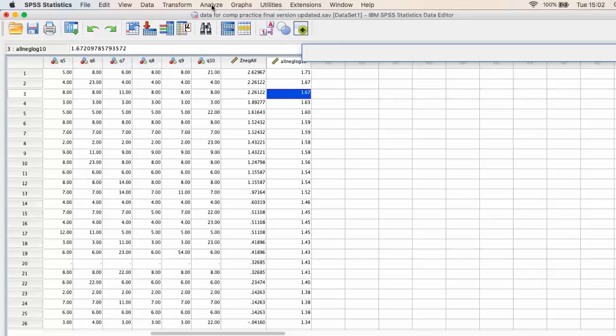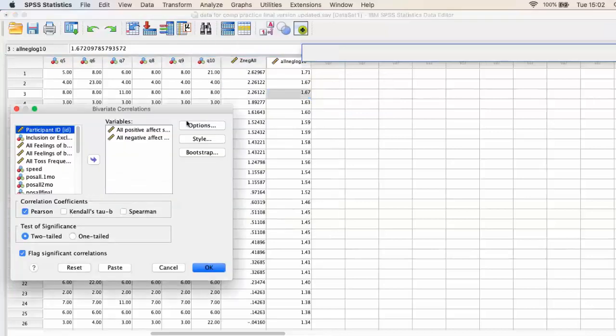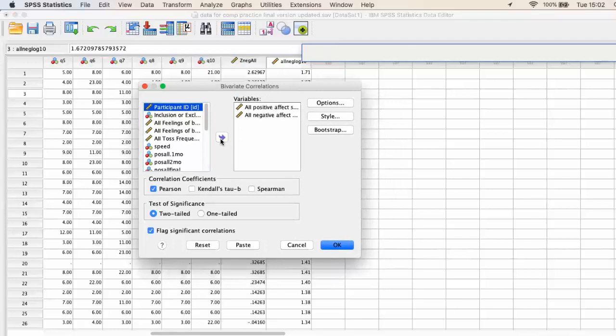Exactly. All right. So next, correlation. Great stuff. So let's say they tell you to run a correlation between all positive affect and all negative affect. The first thing you do is go to Analyze, go to Correlate, and click Bivariate. As you can see, I've run this already in preparation, so these two are selected.